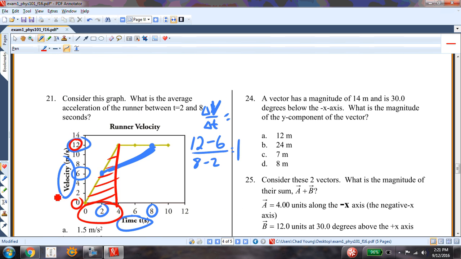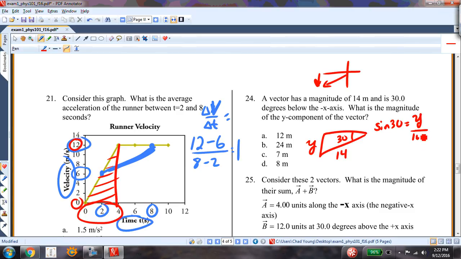All right, vectors. 14 meters, 30 degrees below the negative x-axis. So that means my vector looks like this. What is the magnitude of the y component? So my y component is going to be there. I can draw my little triangle if you want. This is 30. This is 14. I'm looking for y. So that means sine of 30 equals y over 14. Hopefully you don't have to go through these steps, but if you need to, that's okay. Hopefully you can just jump right to this and maybe not even write anything at all. So I got 14 times the sine of 30, which is 7 meters. C is right for number 24.